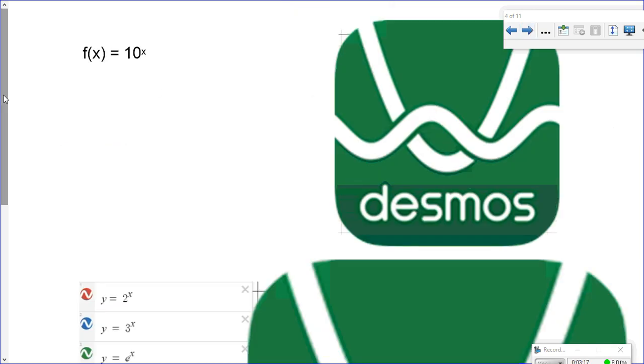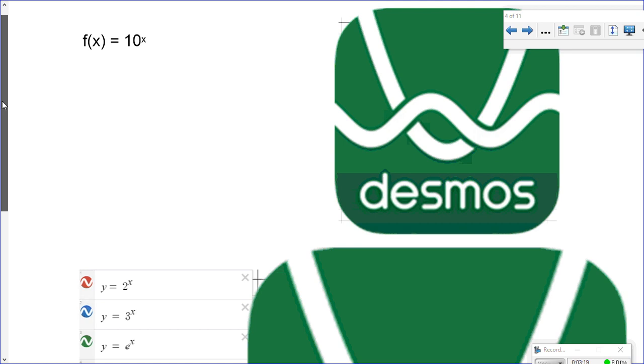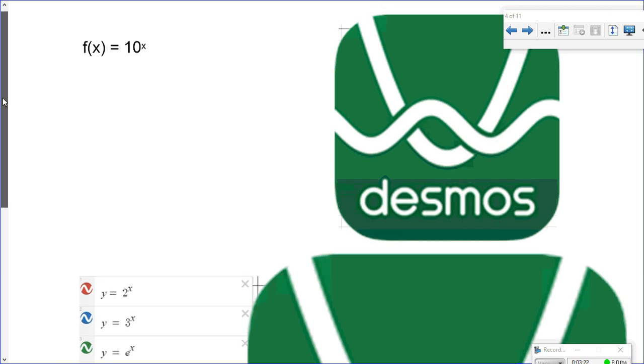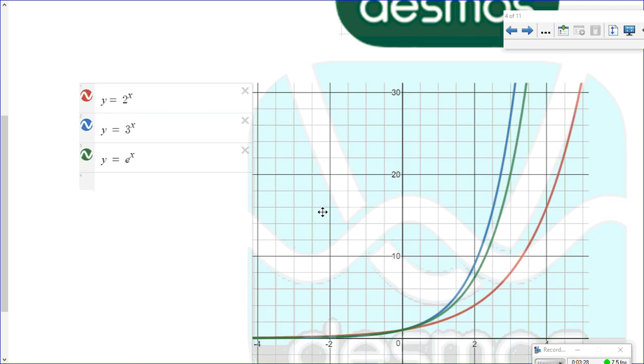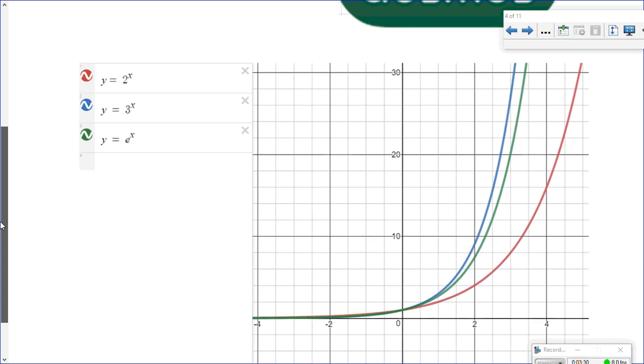Okay, we also did some graphing of these functions in Desmos, and I wanted to take a look at what these curves look like. I'm going to call Desmos up in a minute. So we've got y equals 2 to the x in red, 3 to the x in blue, and this special one today, e to the x. This is called Euler's number, and we'll talk a little bit about the history of this particular curve and function.